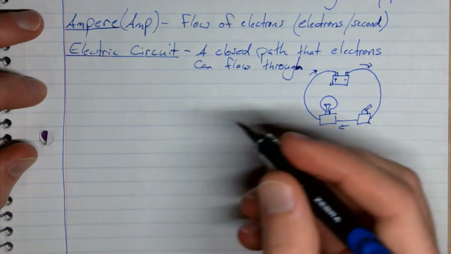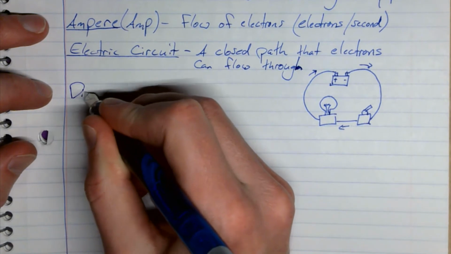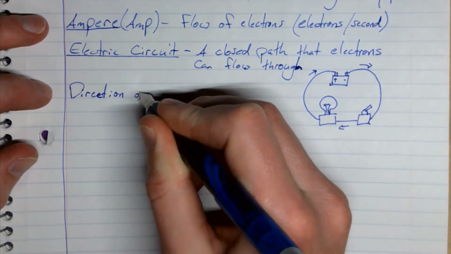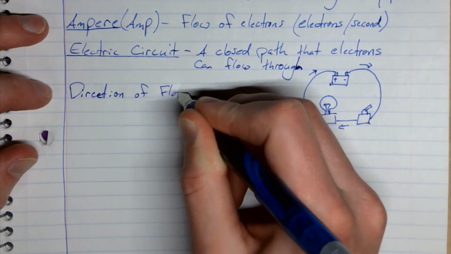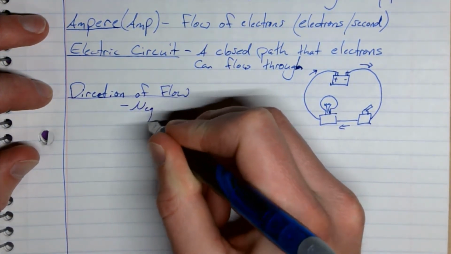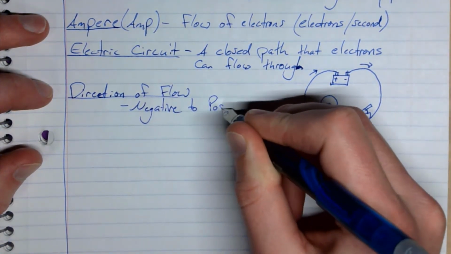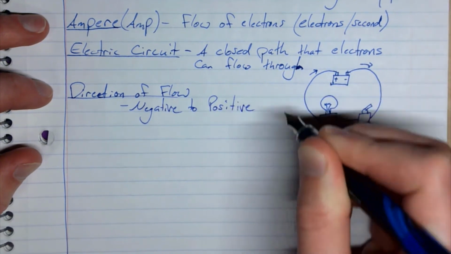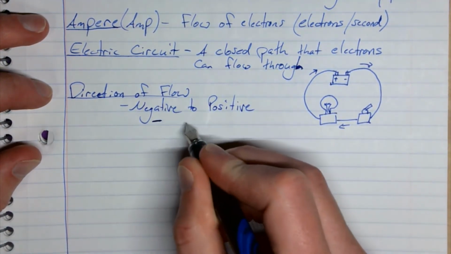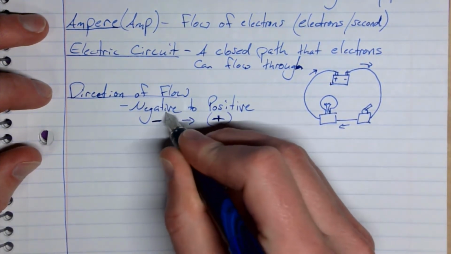So let's write that down. So direction of flow is always negative to positive. So negative to positive. Put parentheses.